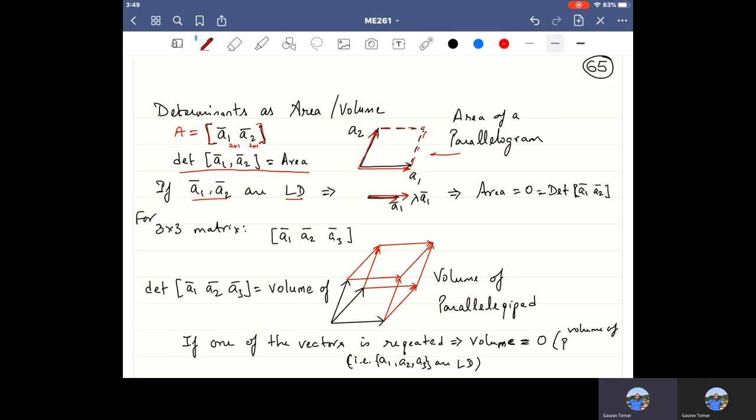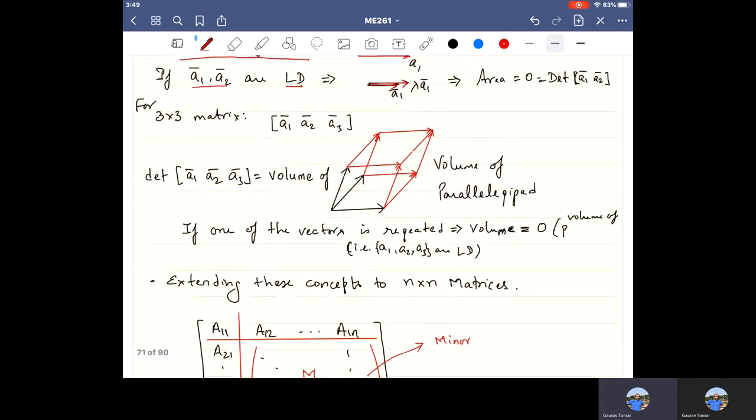Same way for a 3 cross 3 matrix, you will have a parallelepiped, and the determinant would be given by the three vectors that form the parallelepiped. You have A1, A2, and A3. These vectors form this, and the determinant of that would give you the volume of this. Now, if one of the vectors is repeated, then you will have essentially a plane and not a 3D parallelepiped, and so the volume will go to 0. That's what the determinant of 0 would indicate.